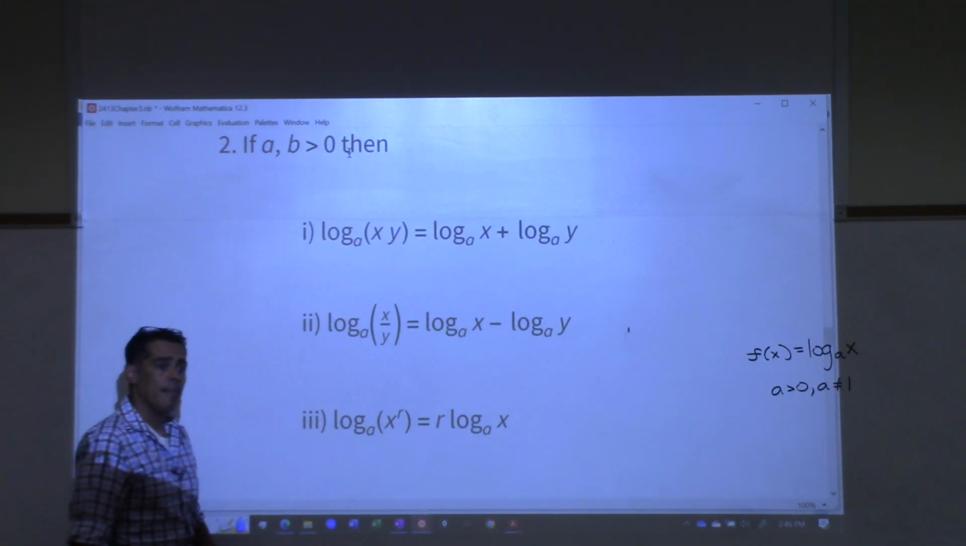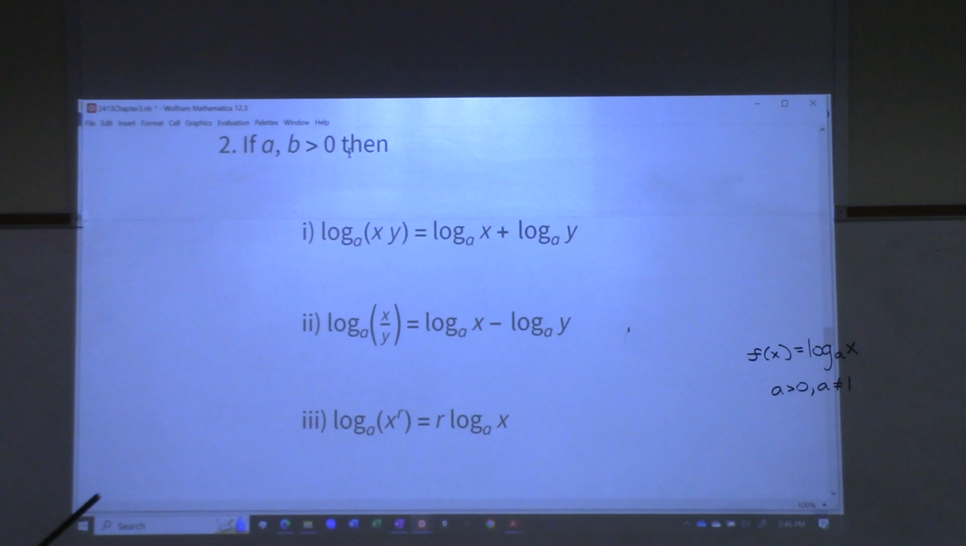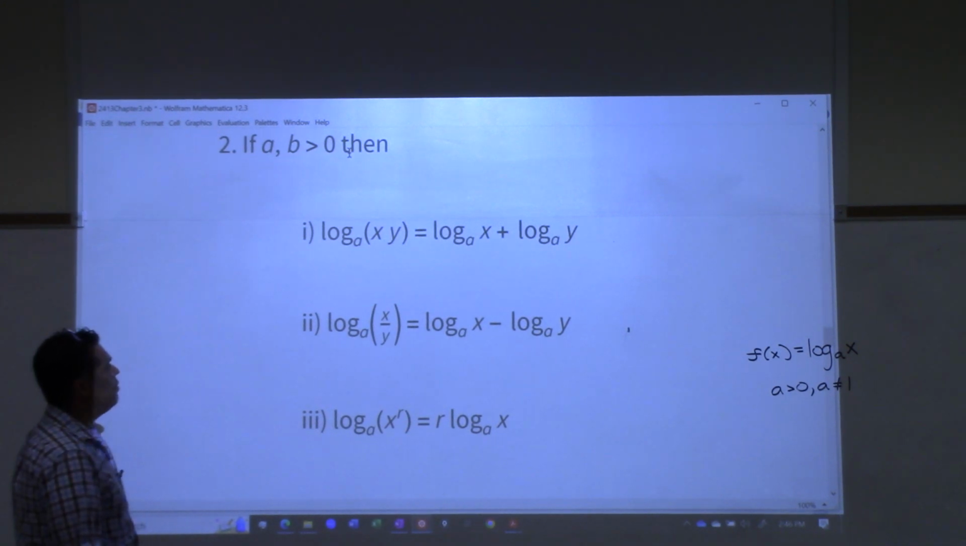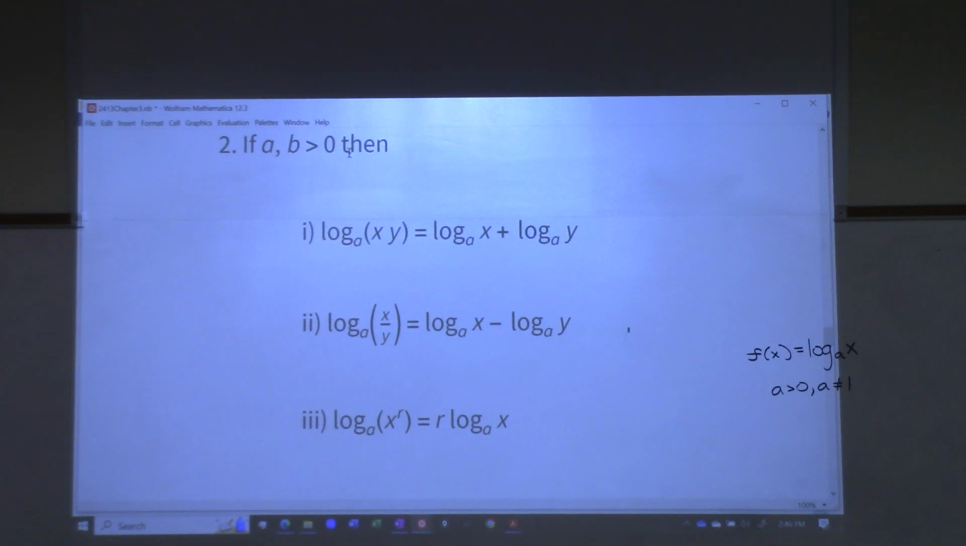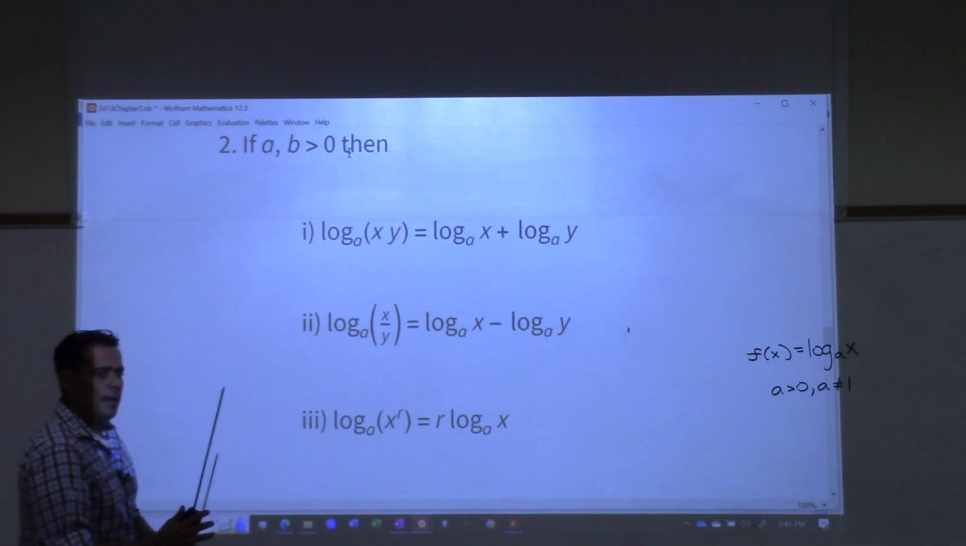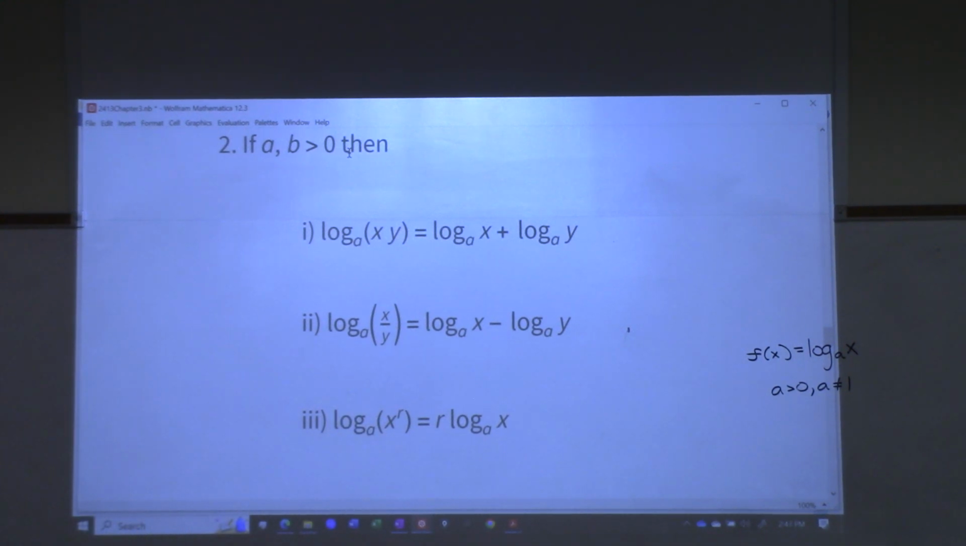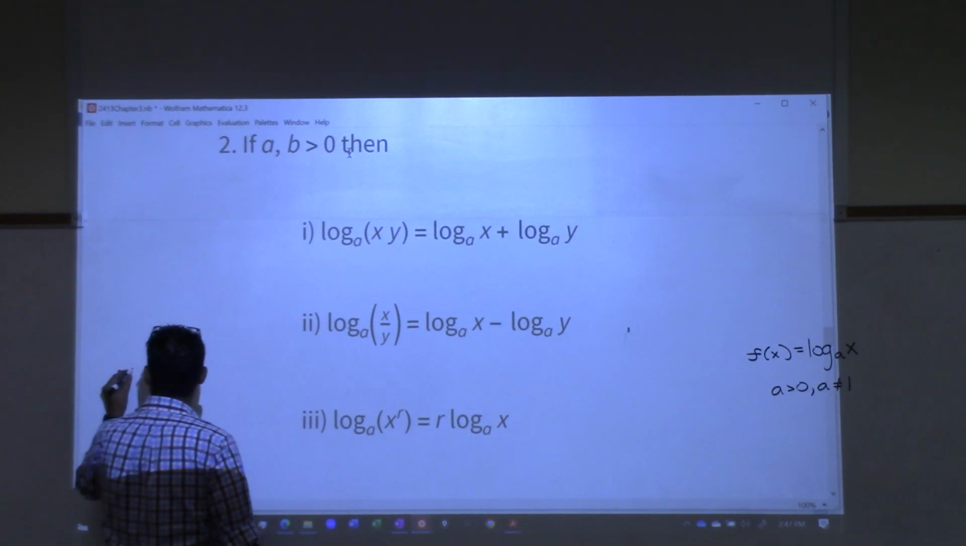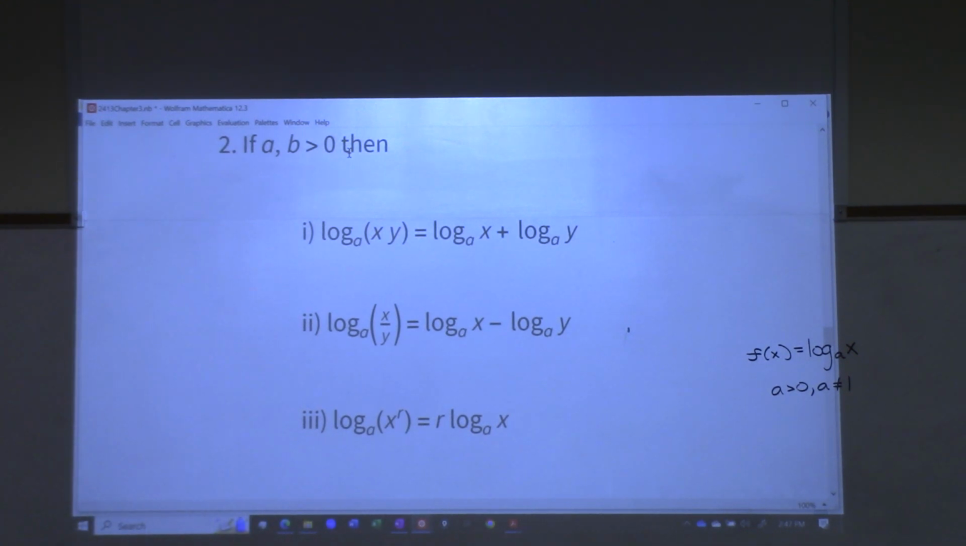Yes? How did we find out these rules? Like, why are they addition? You can prove it using the inverse of that, which would be the exponential function. I can try and show it. You want to see? All right, so let me do it this way. Let me get some board space since you're asking.